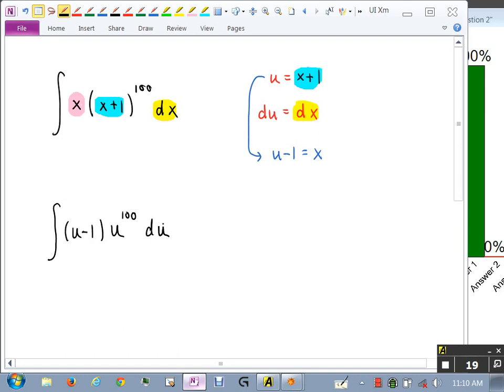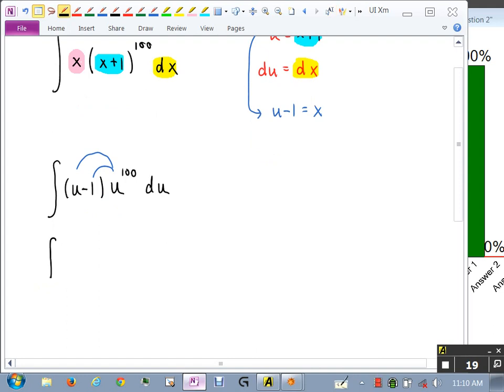Now, what do I gain by this substitution? What have I gained? What can I do now? Just distribute the u to the 100th power through the parentheses, right? So that's what I'll do. When I distribute that u to the 100th power through, that means multiplying it here and multiplying it here, I get an integral that looks like this. u to the 101 minus u to the 100, du.